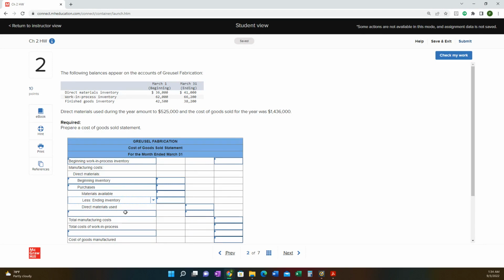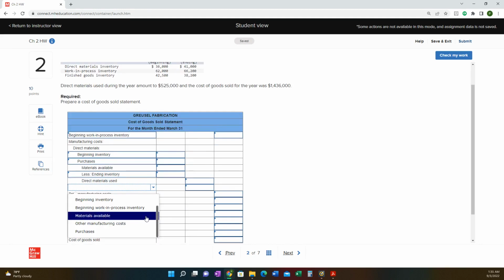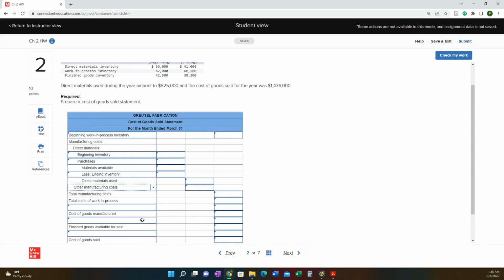Another difference is the next line. In the book, the next 2 lines are direct labor and manufacturing overhead, which then gives us total manufacturing costs. On question 2, there's only 1 line. So for this, we'll just use the process of elimination. There is no selection for direct labor or manufacturing overhead. So it looks like the best account name for this line will be other manufacturing costs. So we have direct materials used plus other manufacturing costs to arrive at total manufacturing costs.